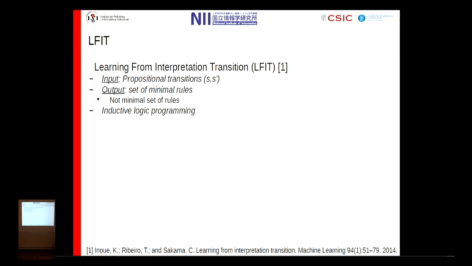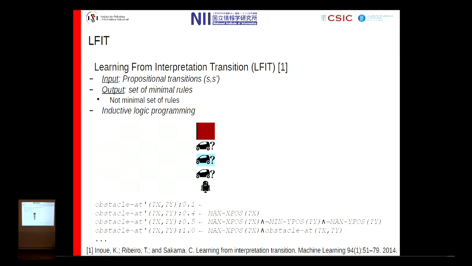We will use LFIT, which stands for Learning from Interpretation Transition, that gets as an input a set of propositional transitions and outputs a set of minimal rules, which are not the minimal set of rules. A set of minimal rules are the ones that have the least number of preconditions that can explain successfully the input transitions. And for that, it uses inductive logic programming.